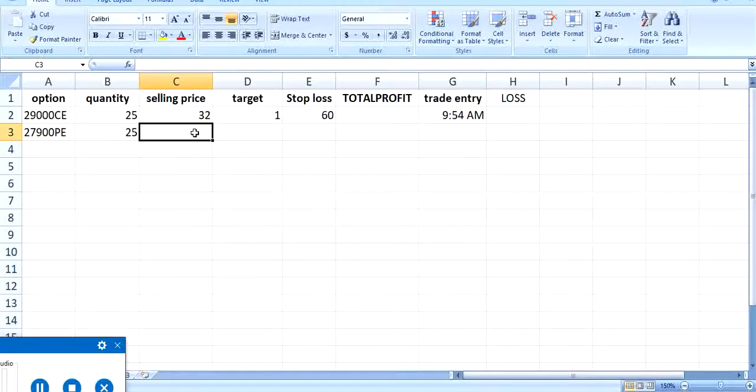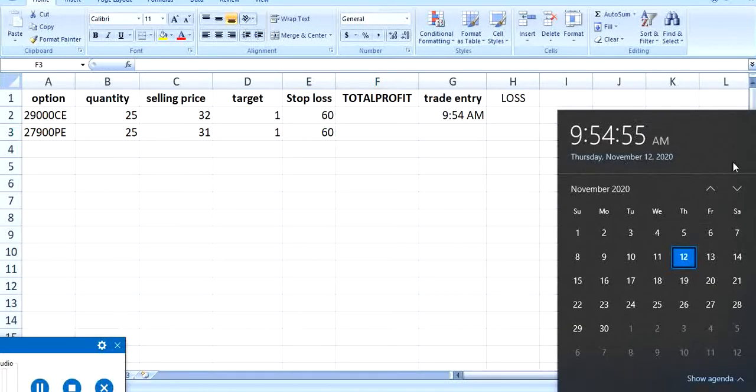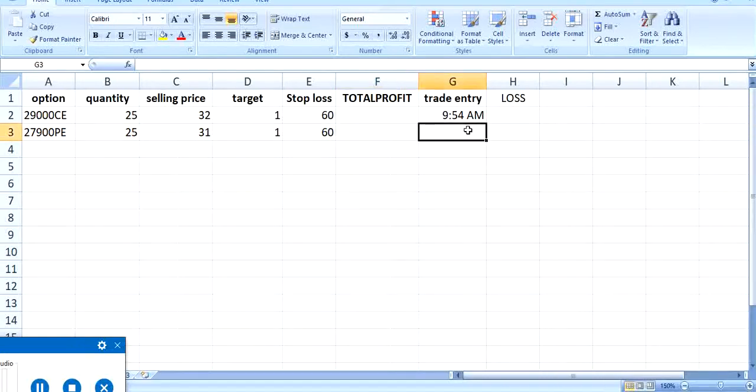31.45. So we will place the order with 31 rupees with target of 1, and stop loss will be same, that is 60, and the time at which we have taken the trade is same, 9:54 am.